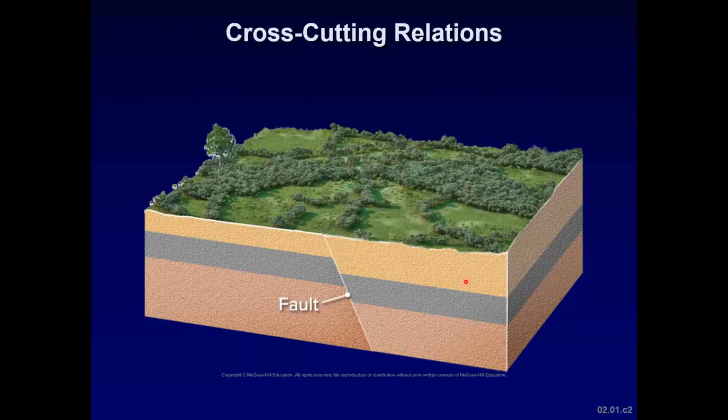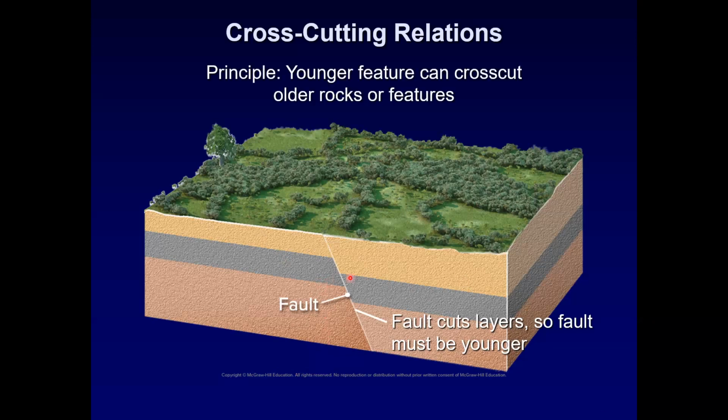Another principle, cross-cutting relations. A fault can cross-cut rock layers. And since it cut those layers, it is a feature that's younger than those rock layers. Younger features can cross-cut older rocks or features.